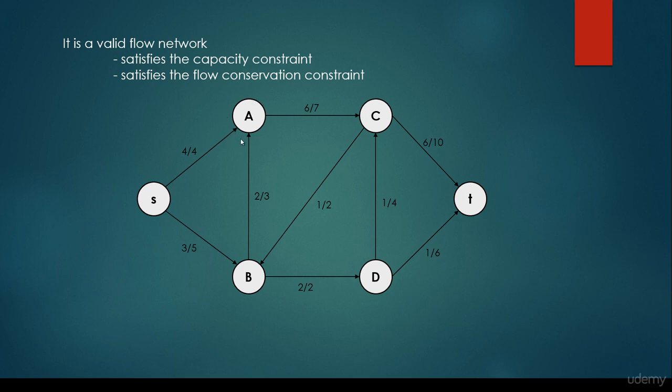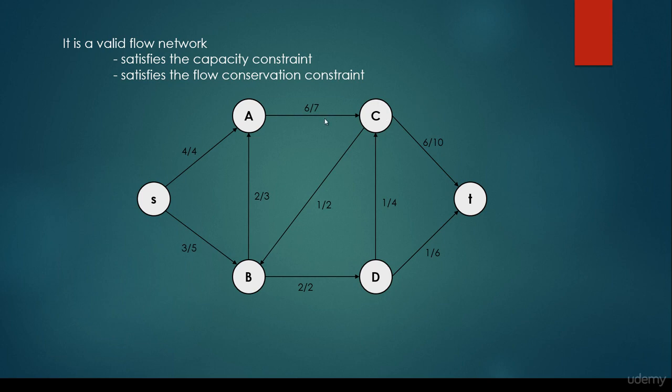We have to check it for every single node except for the S and the T: whether the incoming flows are equal to the outgoing flows. Let's check it here. Okay, 4 plus 2 is equal to 6. And we have a single edge with flow 6 that's going out from this node A. What about this node B? We have 3 coming in and 1 coming in, so basically it is 3 plus 1, which is 4. And 2 coming out and 2 coming out. So basically 4 units of flow are coming in and 4 units of flow are going out.